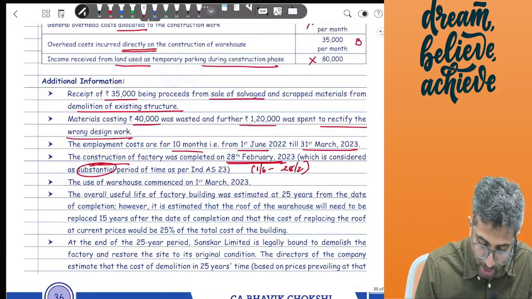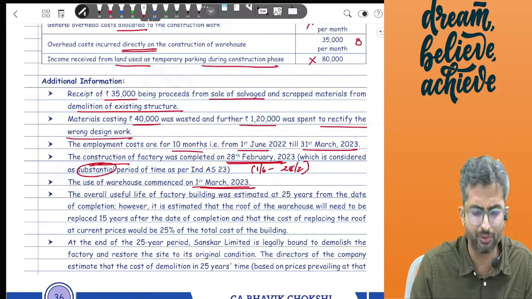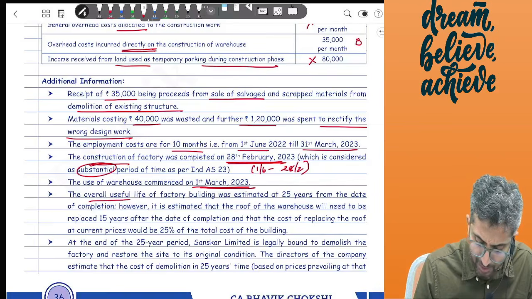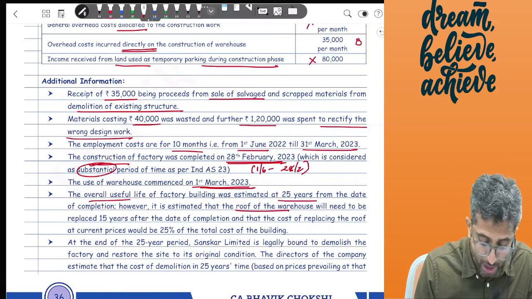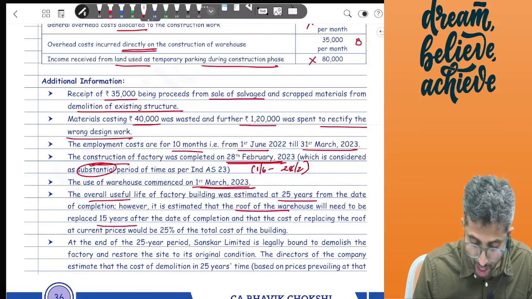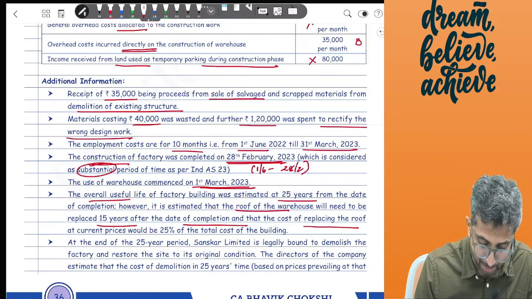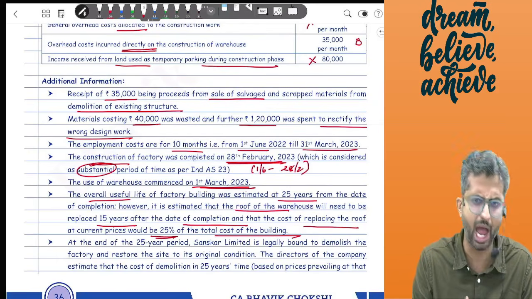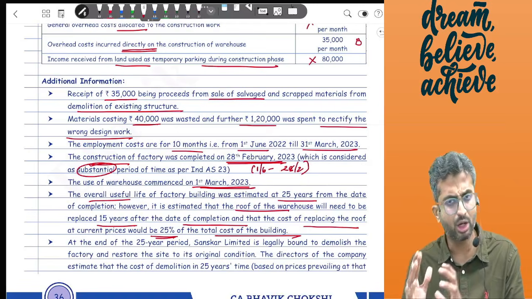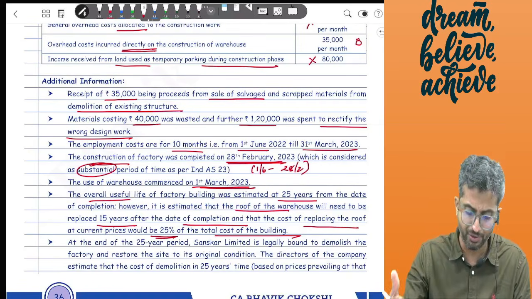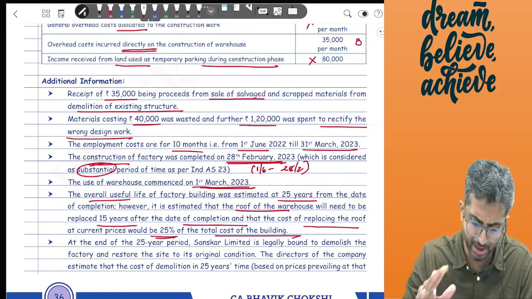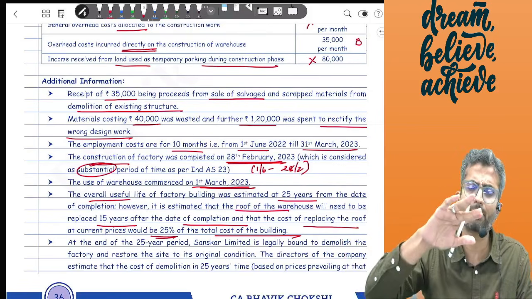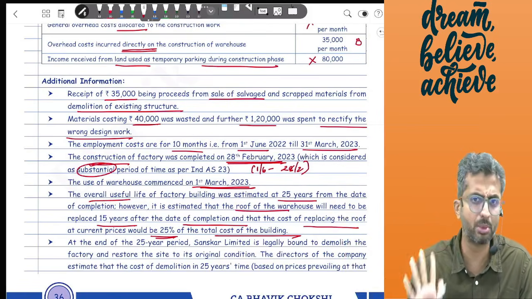The use of the warehouse commenced on 1st March, so depreciation will be there for 1 month. The overall life of the factory was 25 years from the date of completion. However, it is estimated that the roof will need to be replaced 15 years after the date of completion, and the cost of replacing the roof would be 25% of the cost of the building, an exact same adjustment as what you did. So you will find the cost of the building, and from that 25% will be attributable to the roof, which will be depreciated over 15 years. Other parts of the building over 25 years, depreciation will be for 1 month.